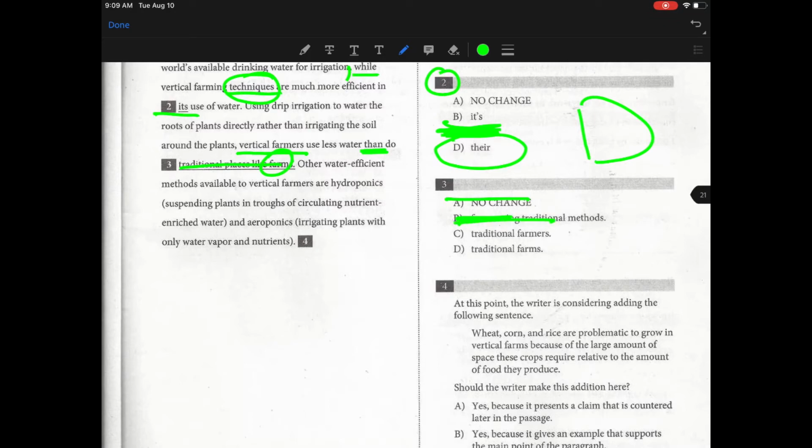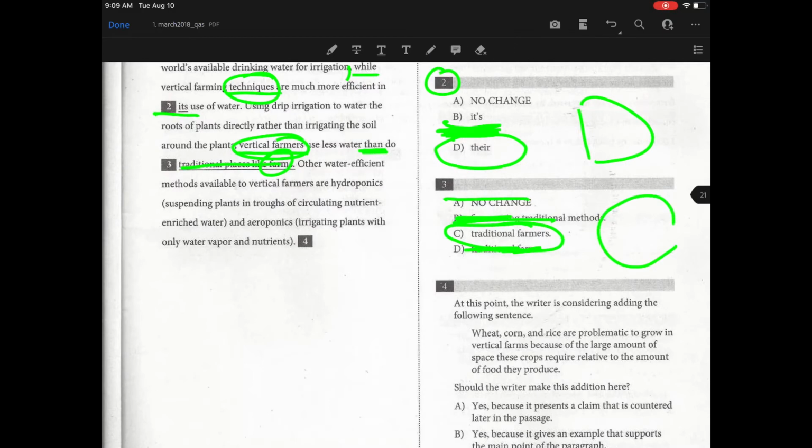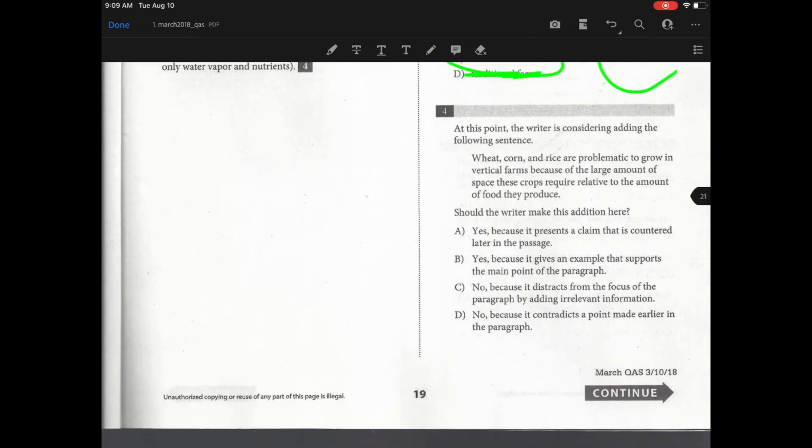Traditional farmers, traditional farms. Again, we're comparing people with people. Then in this case, we're comparing vertical farmers with traditional farmers. That makes our construction parallel, and it actually makes sense. So the answer here is C. Okay? We're moving further down the test.